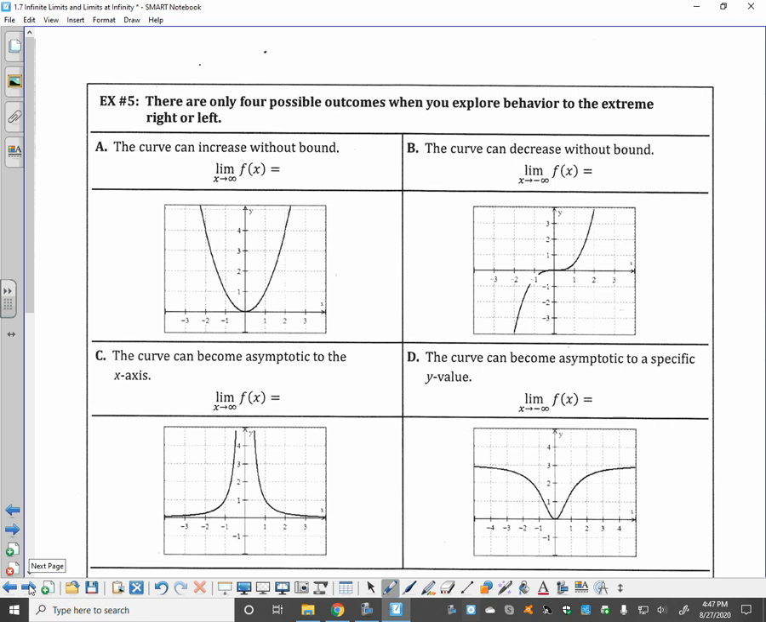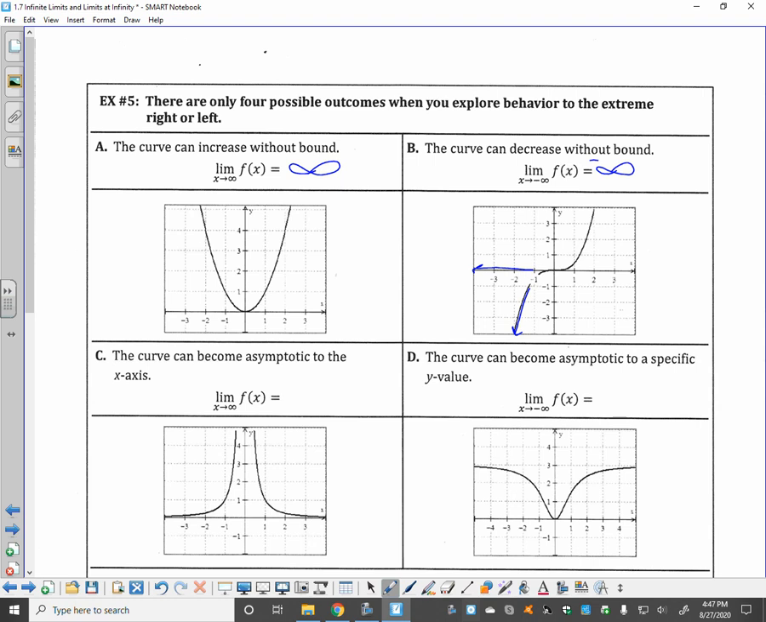There are only 4 possible outcomes when you explore behavior to the extreme right or left. The curve can increase without bound. So as x heads toward infinity, that one's headed towards infinity. As x heads towards negative infinity, this one's headed towards negative infinity.